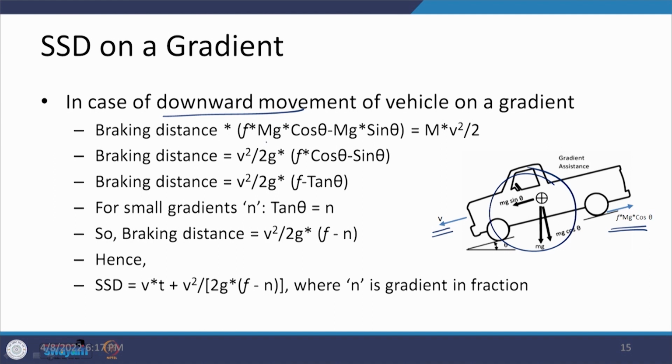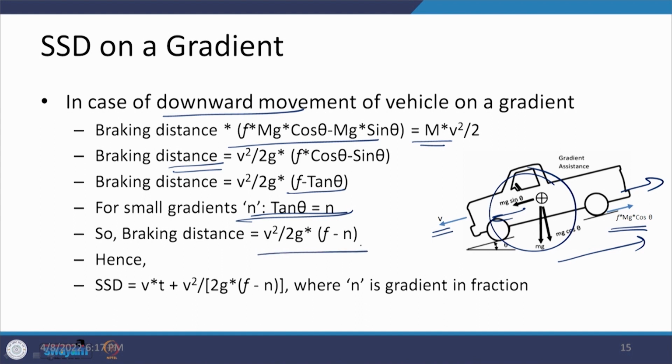So, again the same thing has been done. We have the change in the kinetic energy versus the braking distance multiplied by the force, which is f into mg into cos theta minus mg into sin theta. Now it has become negative because this is moving in this direction and this is moving in this direction. We are looking at the force in this direction. Finally, the braking distance we are left with is v square divided by 2g into f cos theta minus sin theta, or f minus tan theta. Again considering the same assumptions, we are left with v square divided by 2g into f minus n.